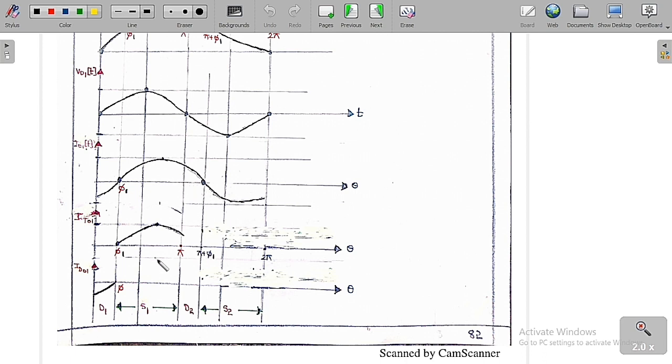Now, I have already told you that switch S1 is connecting only from phi 1 to pi. So the fundamental component of the switch current is equal to the fundamental component of the output current only in this range, and in the remaining range it is equal to 0. Similarly, diode D1 is connecting only from 0 to phi 1, so the fundamental output current in this range is equal to the current in the diode. This is the way we need to do it.